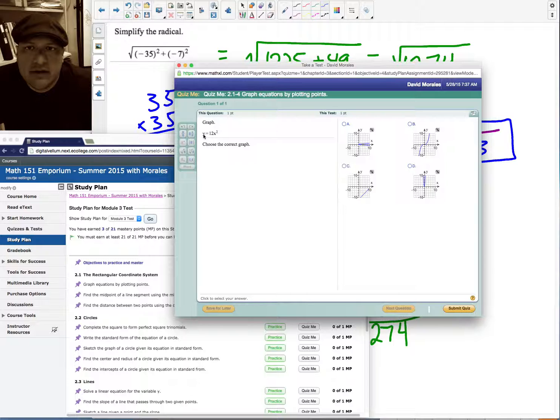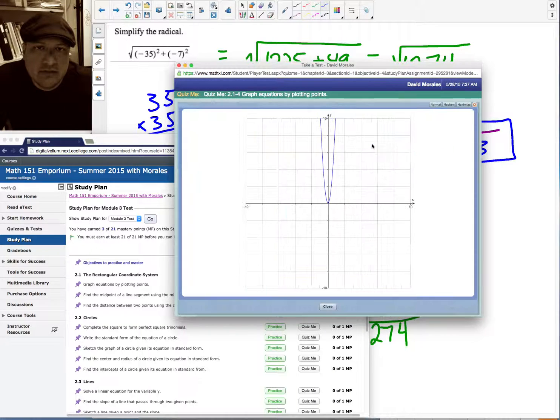Graph y equals 1/2 x squared. Now, what we want to notice here is that this is a parabola, and it's going to open upwards because the leading coefficient is positive. So the x squared tells you it's a parabola, the 1/2 tells you it opens upwards. Now, only one of these is a parabola that opens upwards. This one is not a function, it's a parabola that opens sideways. This is a cubic, this is a line, so it has to be this.